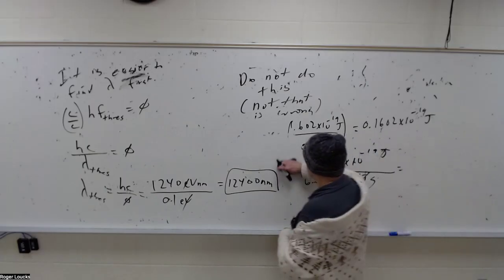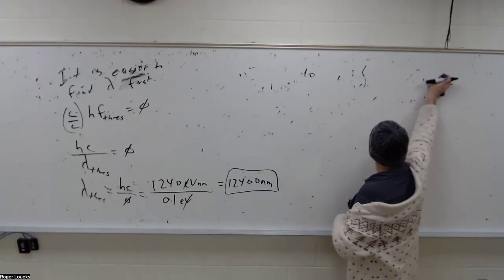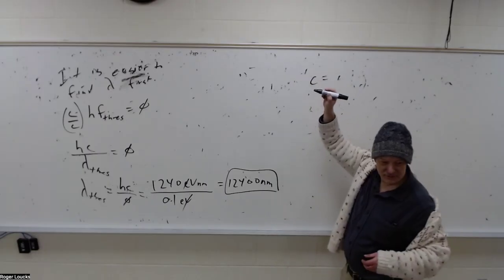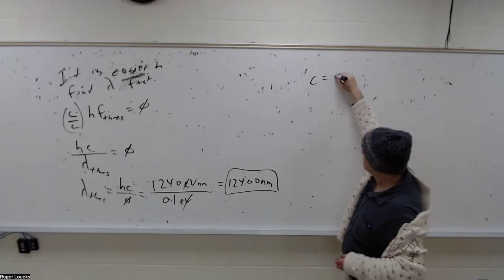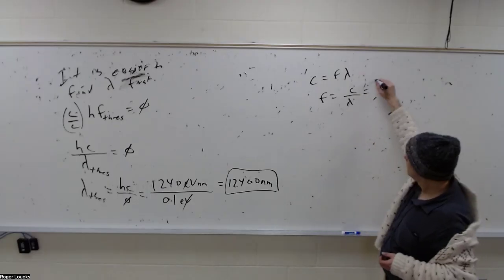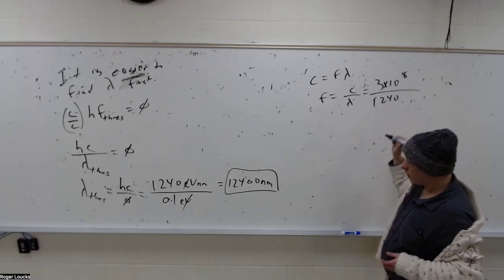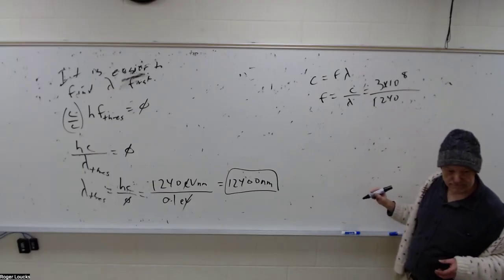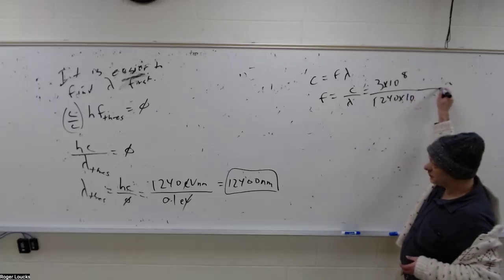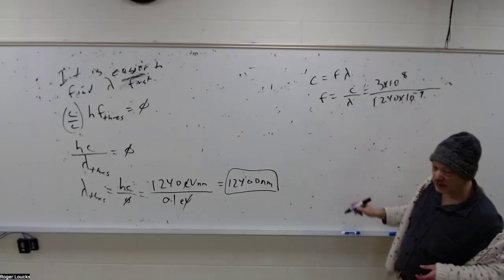And then at that point, you convert that to a frequency. How do you convert that to a frequency? c is f lambda, so f is c over lambda. c is 3 times 10 to the 8 over 1240 times 10 to the minus 9 meters. Here, and then that'll give you your threshold frequency.